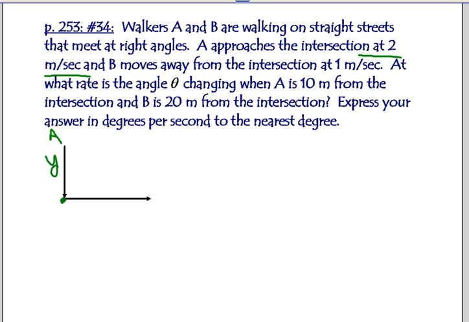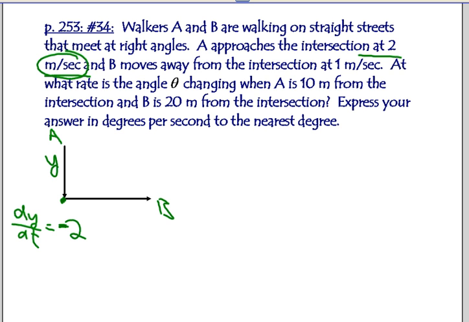So we could say, and that's a rate. It doesn't say it in here, but you can see meters per second is a rate. So we've got dy/dt is 2. And since A is approaching the intersection, your y-coordinate is getting smaller. These x and y's are measures of distance. So we call that a negative 2 meters per second. All right, that was walker A.